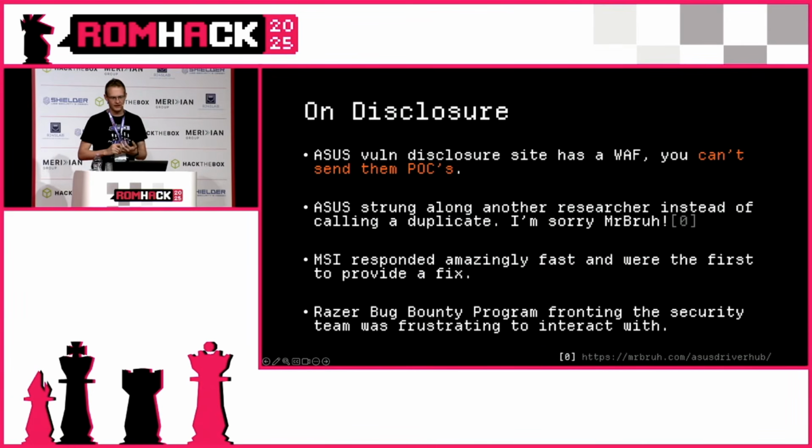To take a quick segue on some of the disclosure stuff, there are some notes that I have here. The Acer vulnerability disclosure was honestly frustrating. Their site where you report bugs has a WAF. I am going to report an exploit with a POC, and the WAF blocks that. Don't do this, or do something else. It took 2 or 3 days, but I eventually resorted to a gist with a link, and their form accepted that. On the Acer DriverHub vulnerabilities specifically, Acer seems to have strung along another researcher.